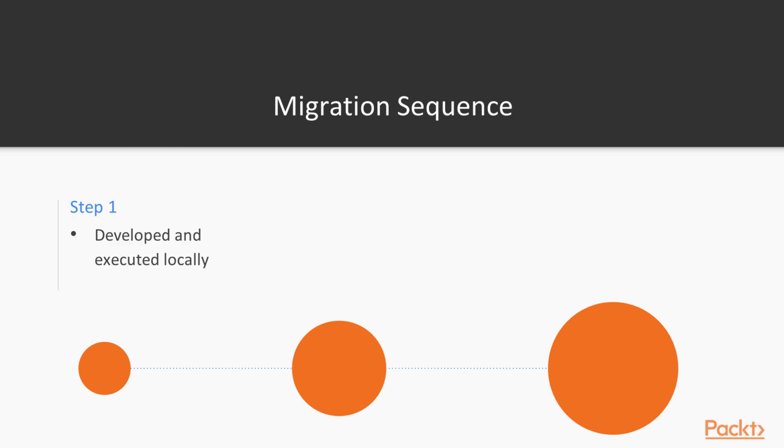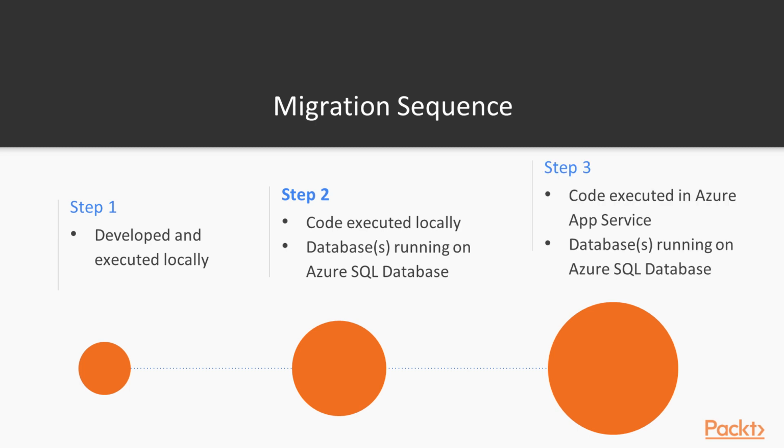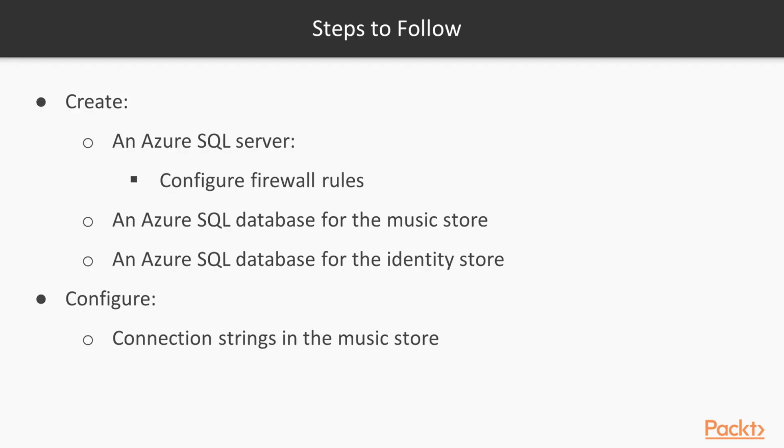The first step was to migrate and transform the code, to refactor the code we had in ASP.NET, to transform it to ASP.NET Core, and we ran this code locally and tested it locally. Now we redeploy the databases to Azure and we'll execute the code locally, and we target the databases running in Azure. And the step 3 will be to move all the code and binaries to Azure and to execute everything in the cloud.